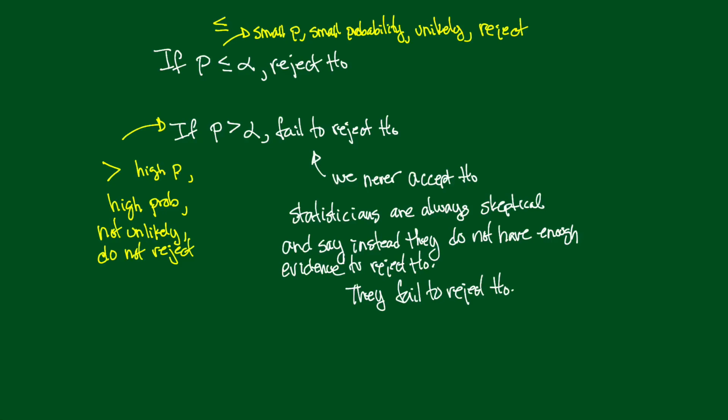And similarly, if p is greater than alpha, okay, I see the greater than sign. I think large, big, or high. High p, high probability. It's a high probability, it's not unlikely, and if it's not unlikely, I'm not going to reject. So that'll do it for this section here. Now in the next section, I'm actually going to show you how to find these p-values.